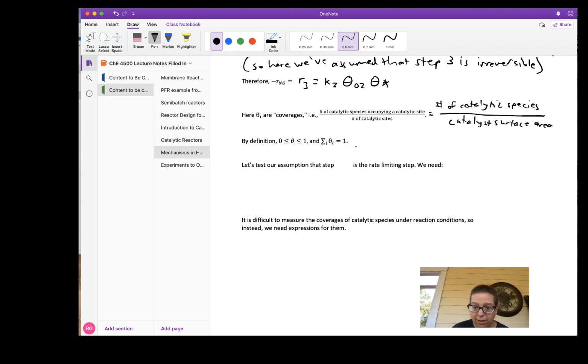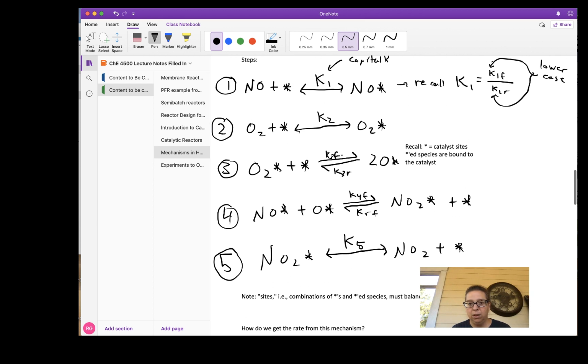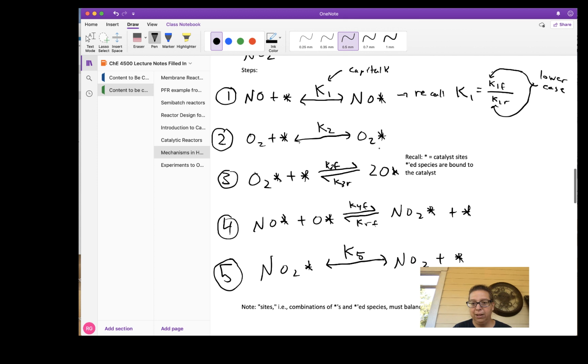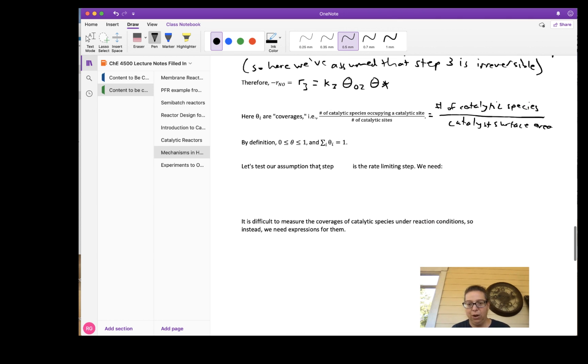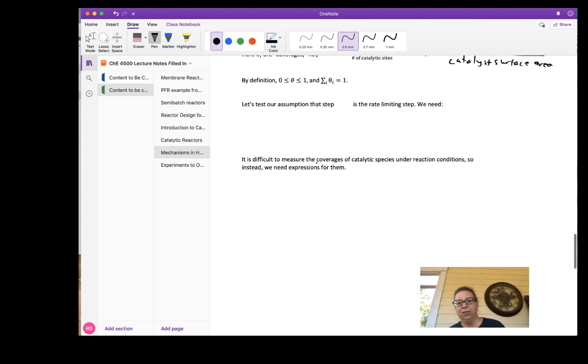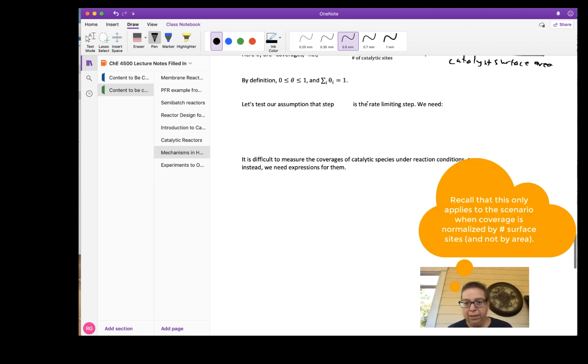So another limit on the coverages is that if you take all of the coverages and you sum them, that must equal 1. And this includes the free sites. So going back to our mechanism, if we took the coverage of NO and summed that with the coverage of O2 and with the coverage of atomic oxygen and with the coverage of NO2 and then added that all up along with the remaining free sites, then that would all be equal to 1. So we can't have any other number. Once we sum all of the coverages, including the free sites, the value must be 1. And that again is site balance.